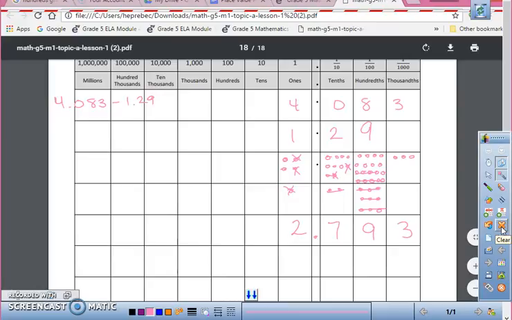Okay, we're going to do one more example and then I will assign you your homework, and hopefully this won't be too bad of an assignment. It's not that much different than regular subtraction. So let's go ahead and do one more example and then I will, like I said, assign you your homework. So hold on just a moment.